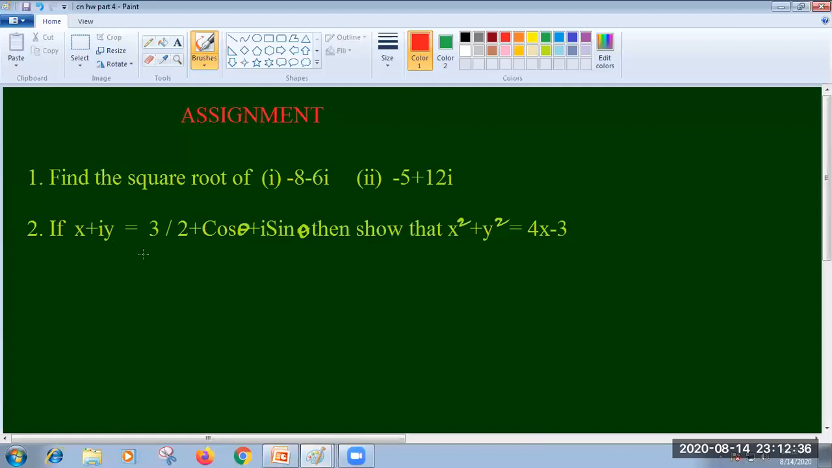So this is almost similar to the previous question. X plus iy is equal to 3 by 2 plus cos theta plus I sin theta. Then show that x square plus y square is equal to 4x minus 3. I think you have understood. So do practice all these homework assignment questions.